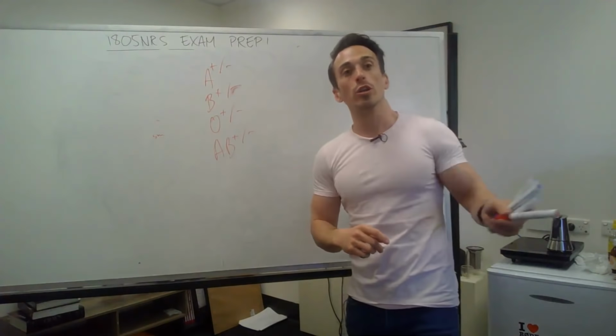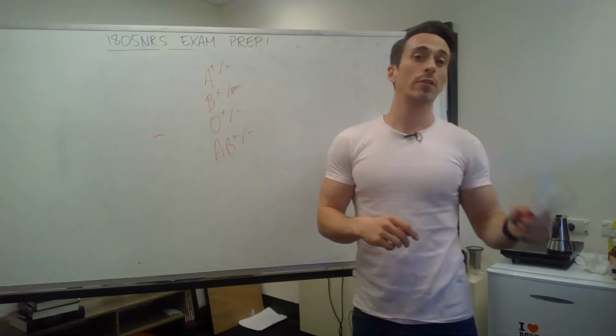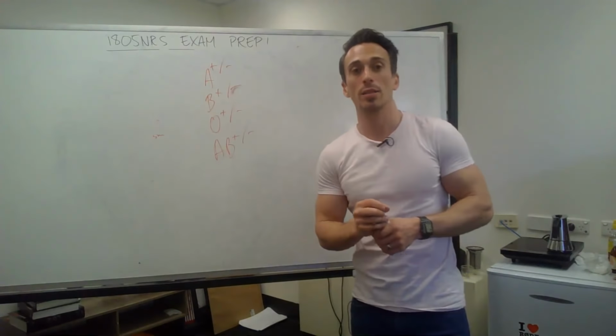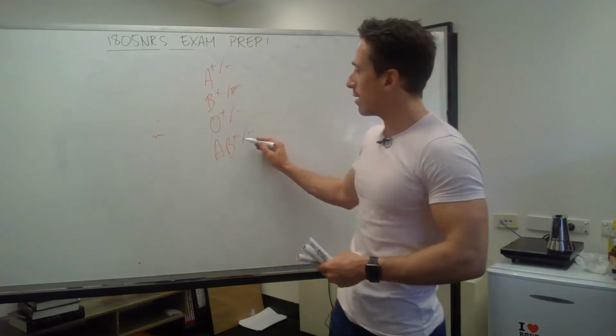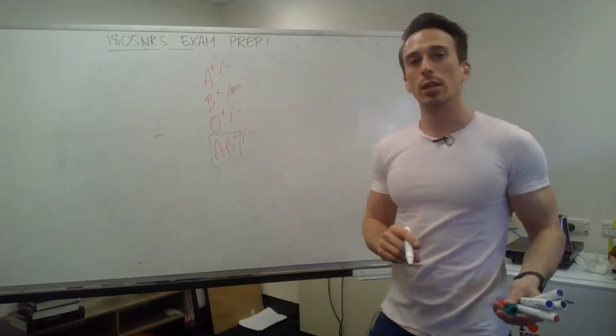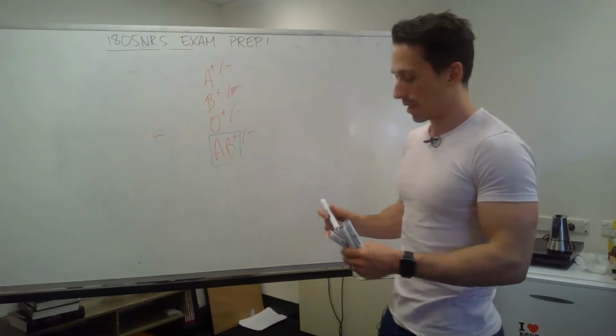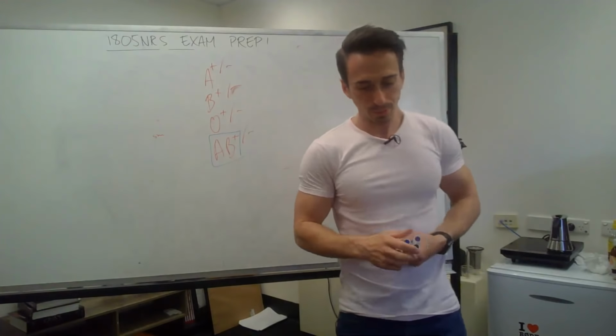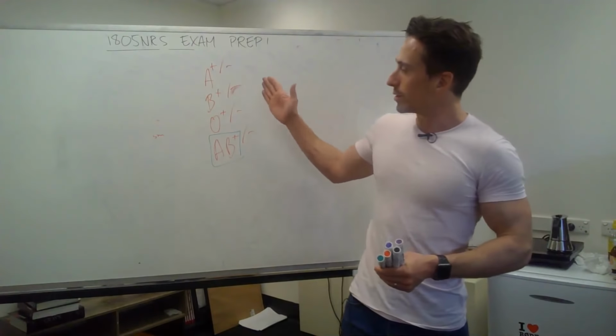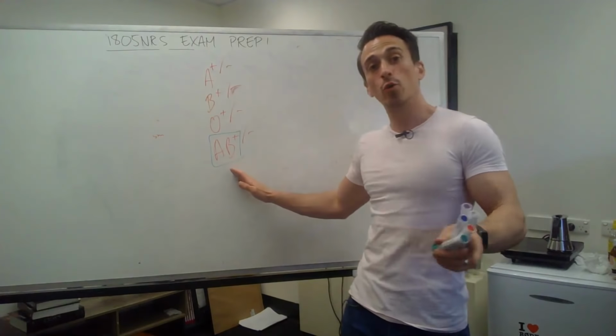You need to know who you can donate blood to and who you can accept blood from. There are definitely questions in the exam asking you, if you're, for example, AB positive, who can you give blood to? Well, who else can accept that? The way you remember it is this. If I give you a question saying somebody is AB positive, who can they give blood to?